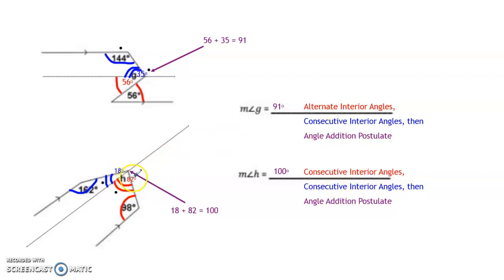82 is the measure of this angle because 82 and 98 is equal to 180. Again, that is consecutive interior, consecutive interior. Once we have 18 and 82, these 2 angles, we combine them together to give me 100, and that means that the measure of angle H is equal to 100.